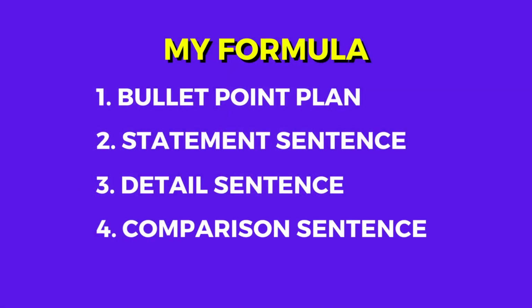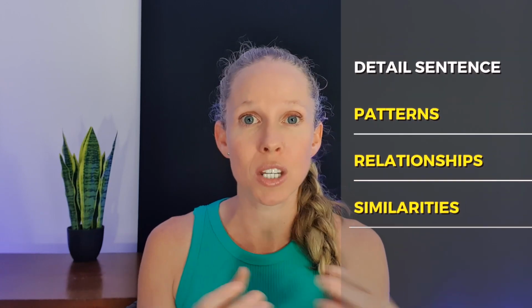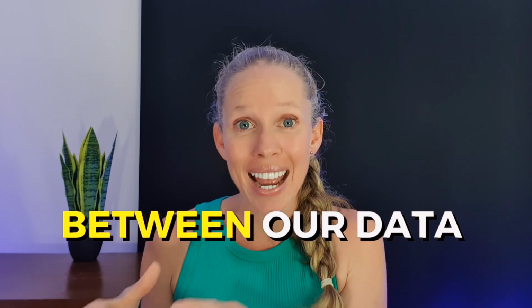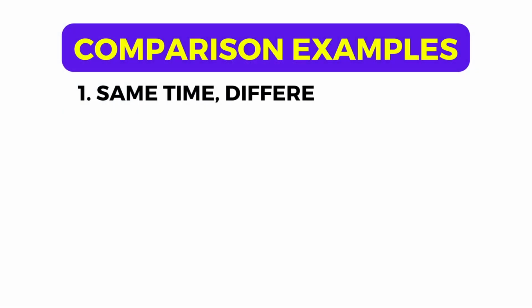I then follow my detail sentence with a comparison sentence. In the comparison sentence, we compare the main point in our statement sentence to what other researchers have found in their studies. To compare, we can analyze or identify patterns, relationships, similarities, or differences between our data and their data. And there are different ways that we can compare data, and it will depend on your scientific discipline and your specific study. But some common ways of comparing data are the same time but different place.